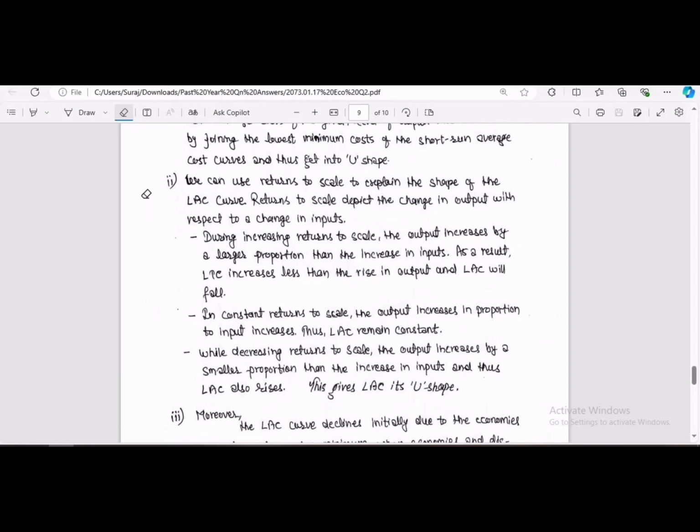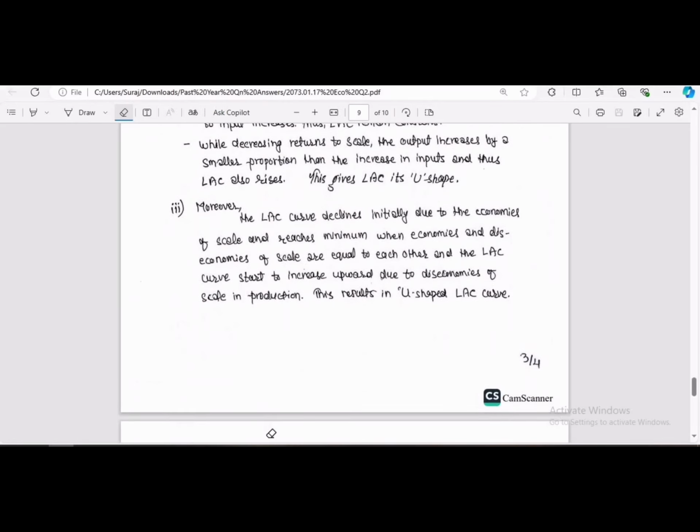So point number 1 is about the figure, point number 2 is about the return to scale, and the third point will be about the economies and diseconomies of scale. Another reason is, we can see, the LAC curve declines initially due to the economies of scale and reaches minimum when economies and diseconomies of scale are equal to each other, and the LAC curve starts to increase upward due to diseconomies of scale in production. This results in a U-shaped LAC curve.